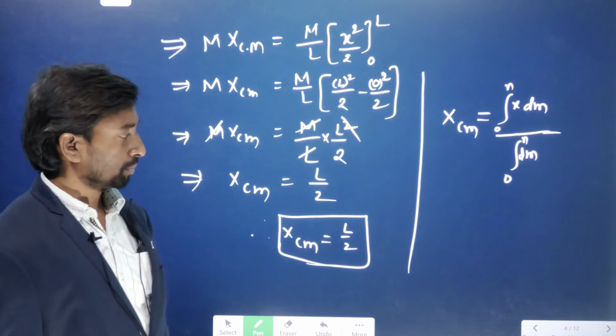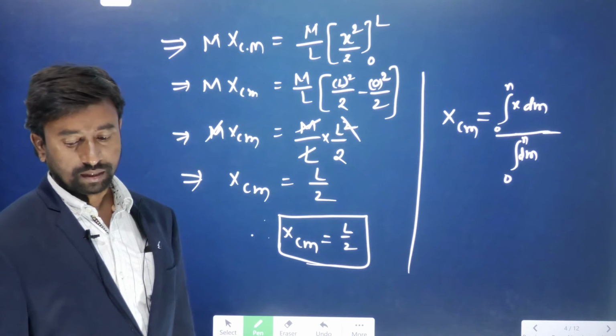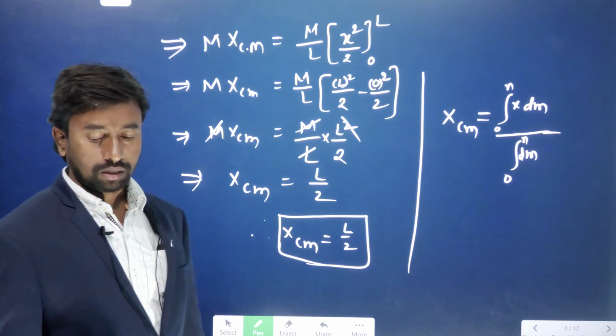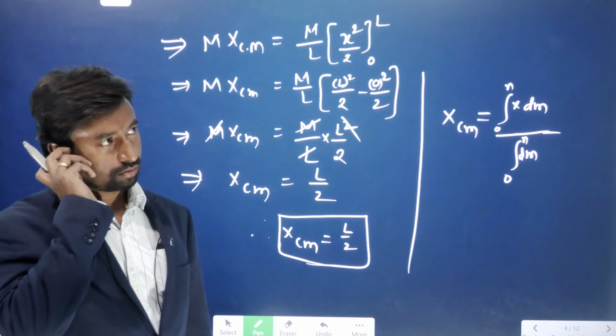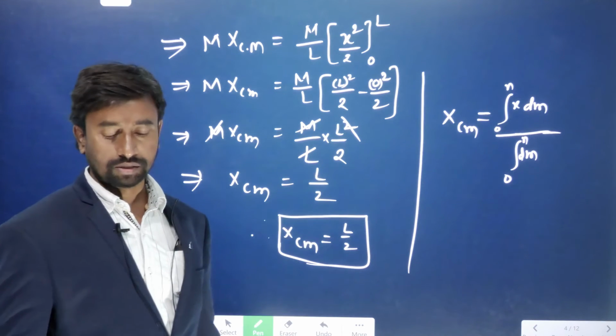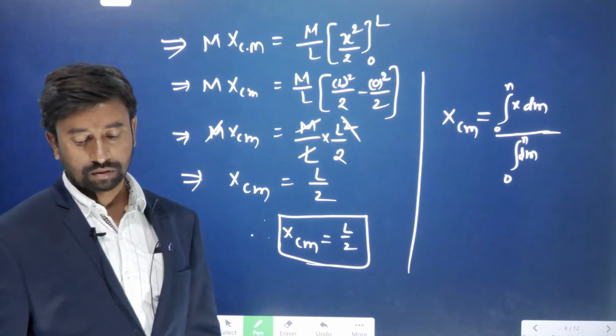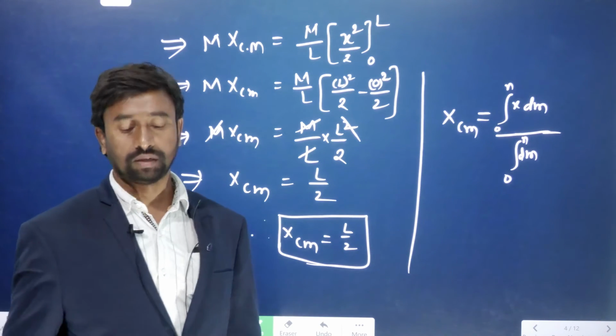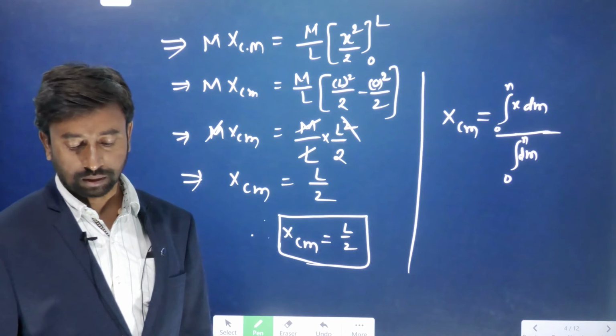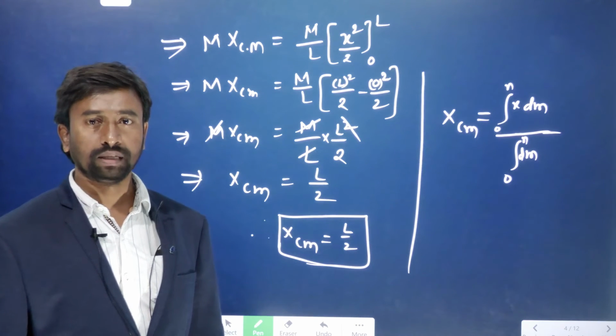Suppose it is a semicircular path, then the center of mass is at a distance of 2r by pi from the center. Suppose it is a disc, then for that object it will be 4r by 3 pi.